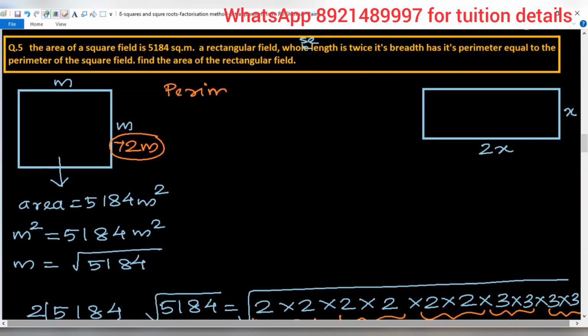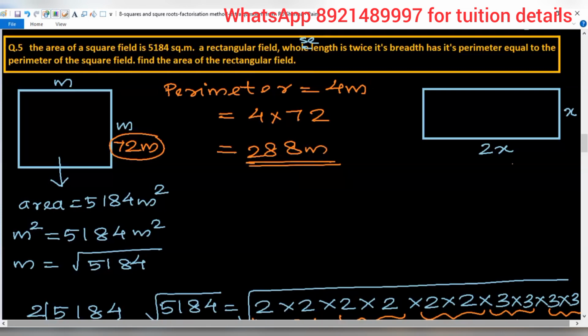Perimeter of a square is 4 times the side. So here the side is denoted by the letter m. So 4 times m is the perimeter, and m we got as 72 meters. So 4 into 72, that is 288 meters is the perimeter.